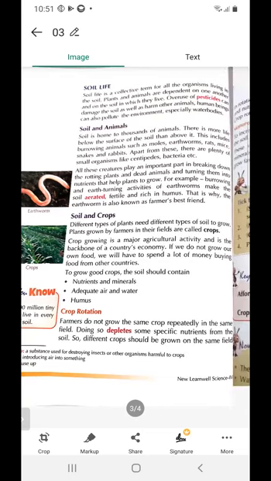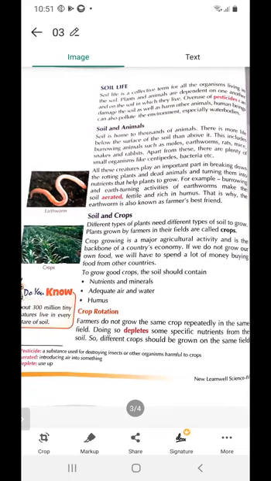That's why the earthworm is known as the farmer's best friend. So who is the farmer's best friend? Earthworm. And why is the earthworm also known as the farmer's best friend? Because it makes the soil aerated, fertile and rich in humus.